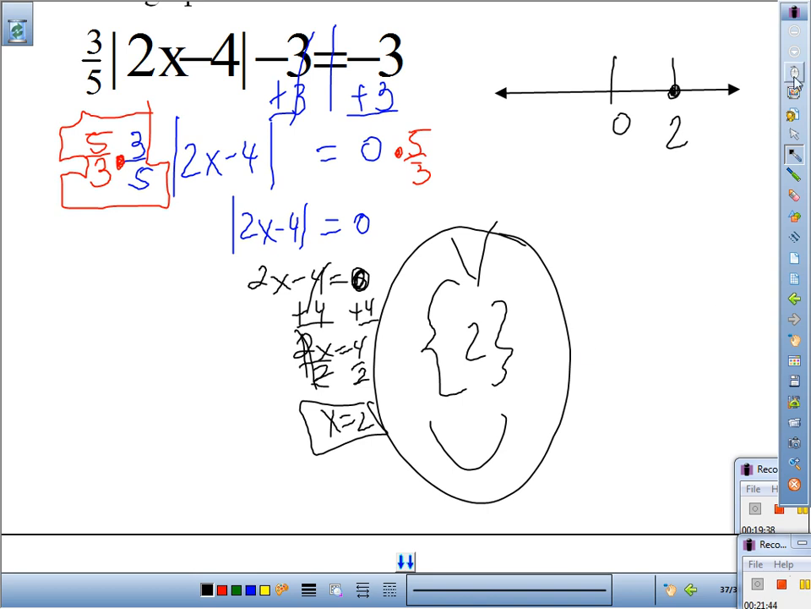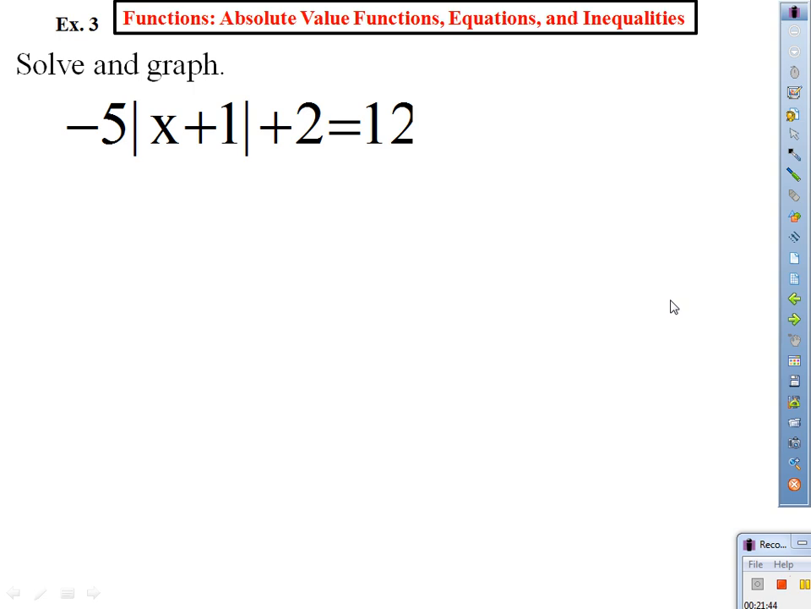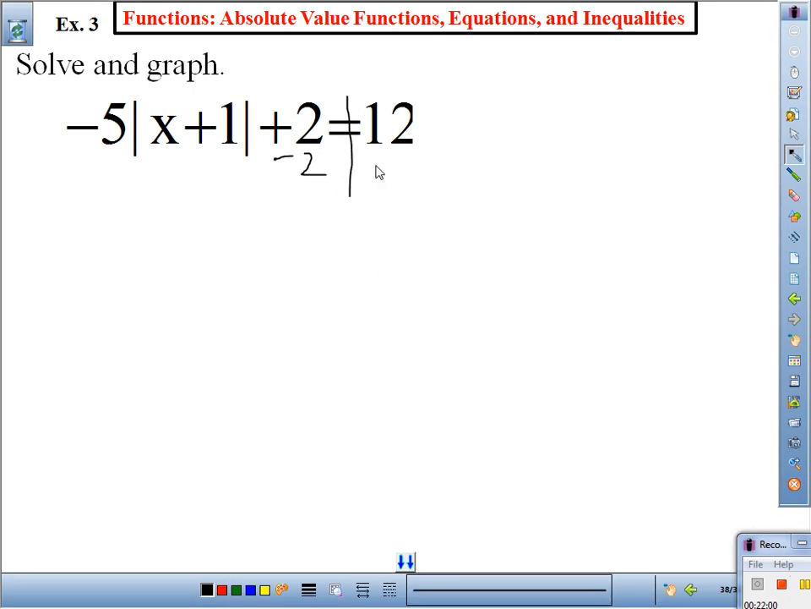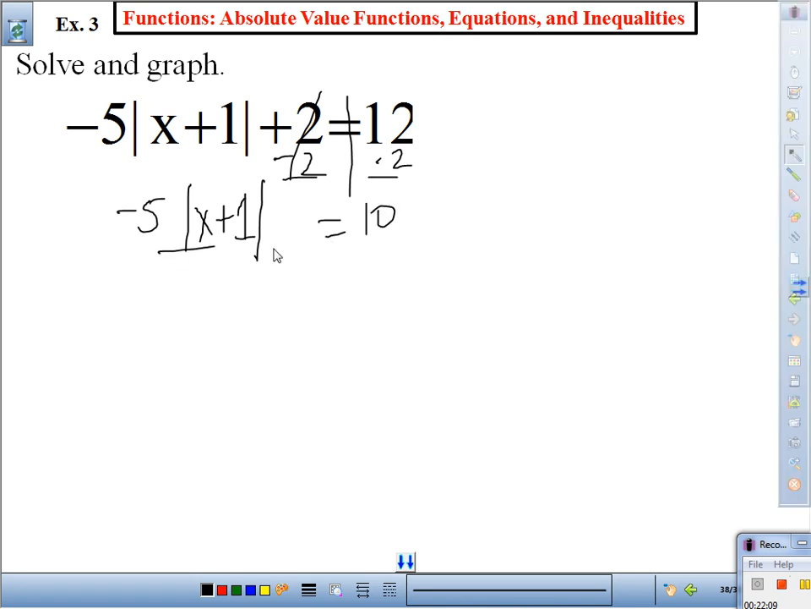Example 3. Do this one by yourself. It shouldn't take you more than, what do you guys want? 35 seconds? 30 seconds? 30 seconds, copy that, and go. Minus 2, minus 2. We're left with negative 5 times the absolute value of x plus 1 equals negative 10. Divide by negative 5, divide by negative 5. Absolute value of x plus 1 equals negative 2.